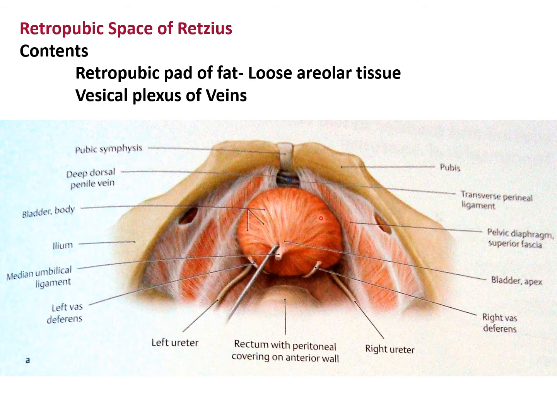Again, now we are seeing from the top, inside the pelvic cavity. This is the urinary bladder. This is the apex. It has been reflected. So this space which is separating the urinary bladder from the pubic bones and the pubic symphysis, and this space on the side, is the retropubic space. The retropubic space of Retzius is a horseshoe-shaped space. It contains the retropubic pad of fat, which is basically made up of loose areolar tissue and contains the vesical plexus of veins in it.